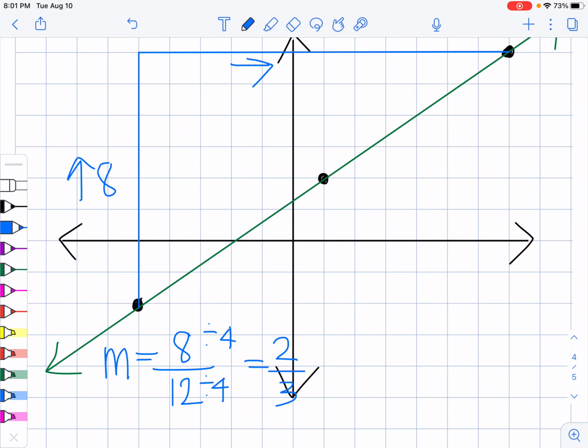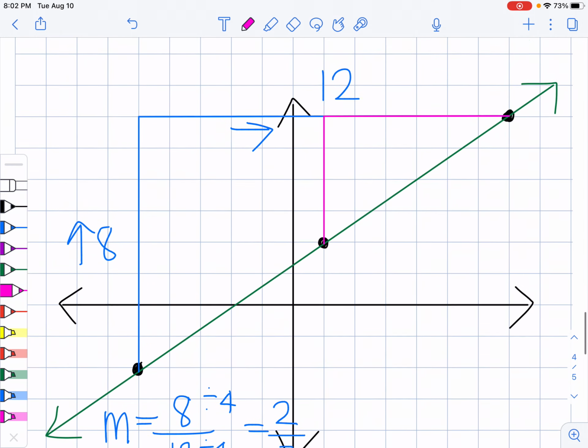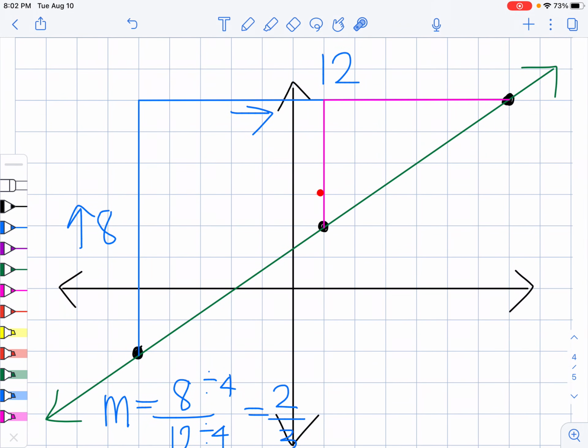Now, let's try 2 different points. Let's do pink. So what if I choose here? I'm going to go this high up and this far over. Okay, and I'm going to count. I went 1, 2, 3, 4. I went up 4, and 1, 2, 3, 4, 5, 6. I went right 6. So my slope here is up 4, right 6.